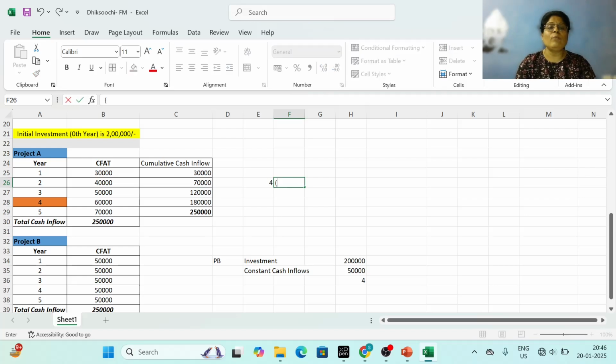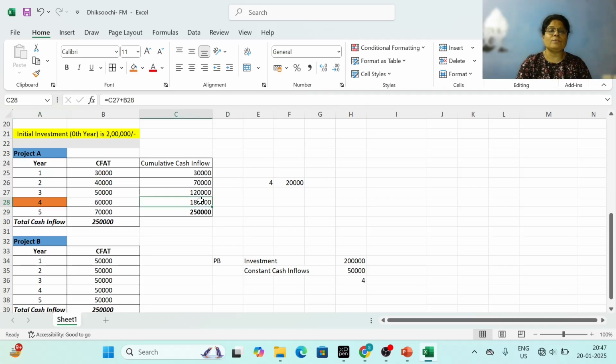What is the leftover amount you have to collect to recover your initial investment? That is 2 lakhs, right? Minus, you have covered till date only 1,80,000, right? So here what I write is, this 2 lakhs minus your 1,80,000. That is to be recovered. Means 20,000 to be recovered from the fifth year. Because till the fourth year, you were able to recover only 1,80,000. Now you need to recover the remaining 20,000.